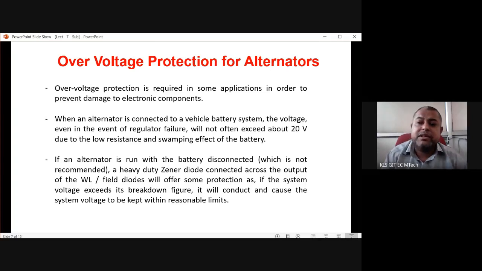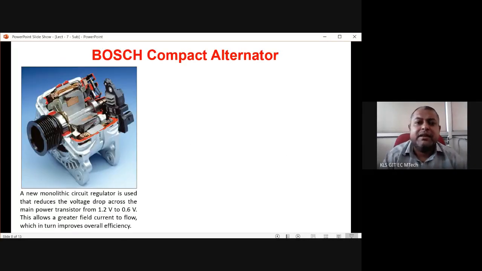So if the regulator voltage tries to increase beyond the limit, the Zeners connected across the WL, which is not shown in the diagram, will get triggered. So these are some other over voltage protections for the alternator.